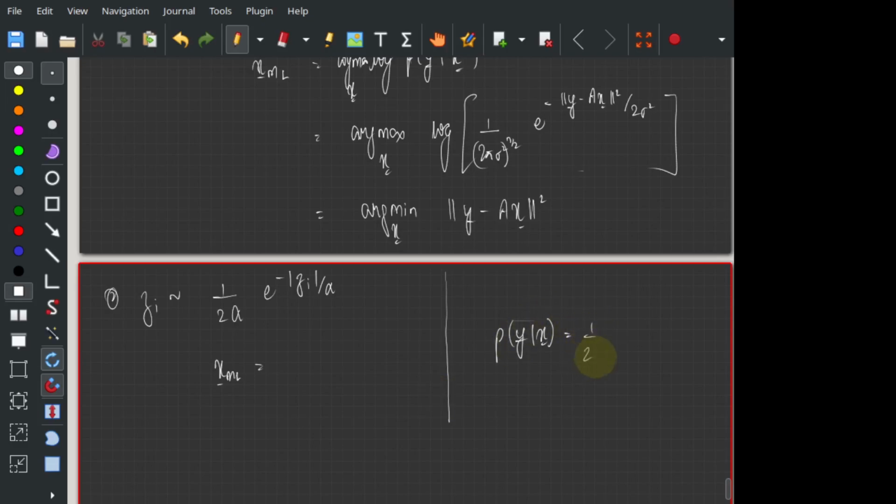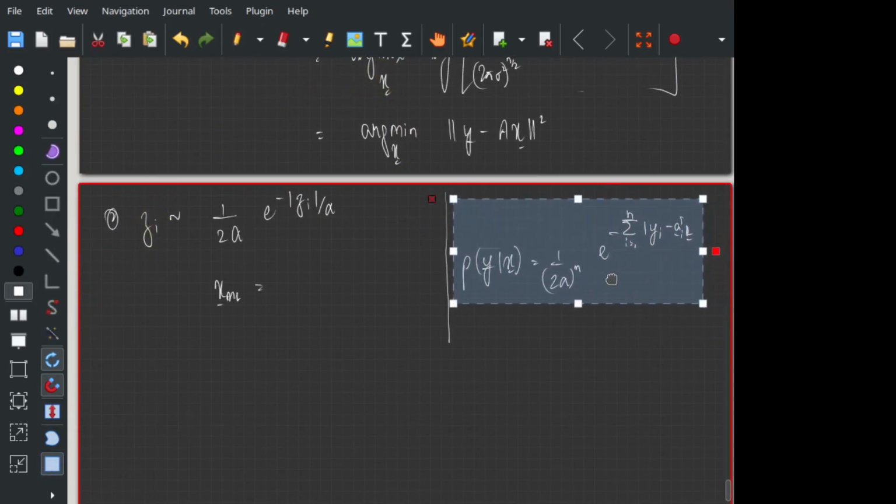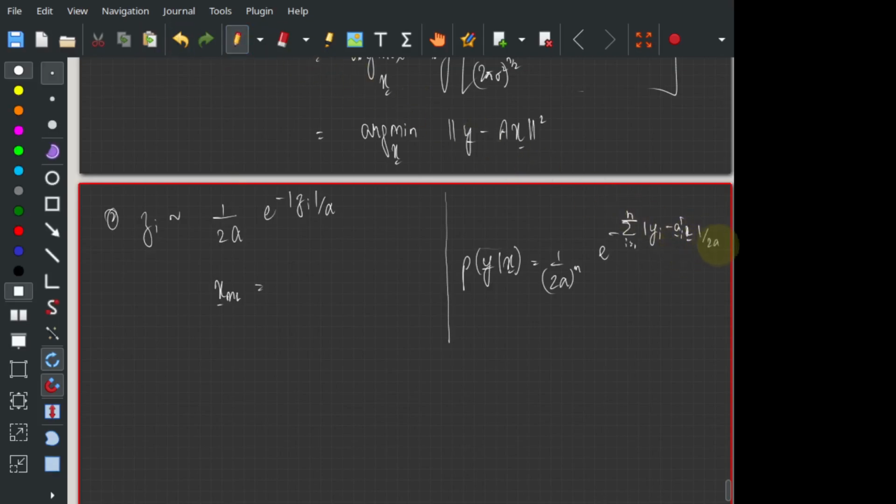It is 1 over 2 alpha to the power n, e to the power minus, so in other words, it's the summation i equal to 1 to n of the absolute value of zi by alpha, which is also equal to yi minus ai transpose x divided by 2 alpha, or 1 by 2 alpha raised to the n, e raised to minus the L1 norm of y minus Ax divided by alpha.